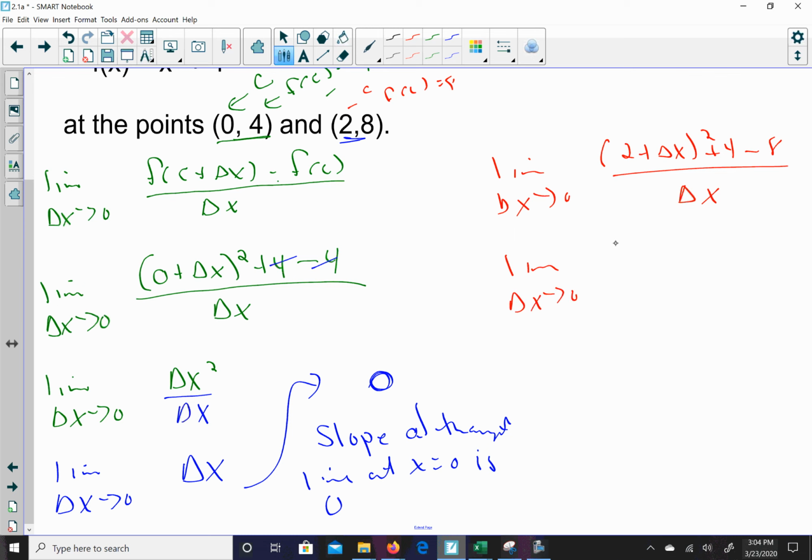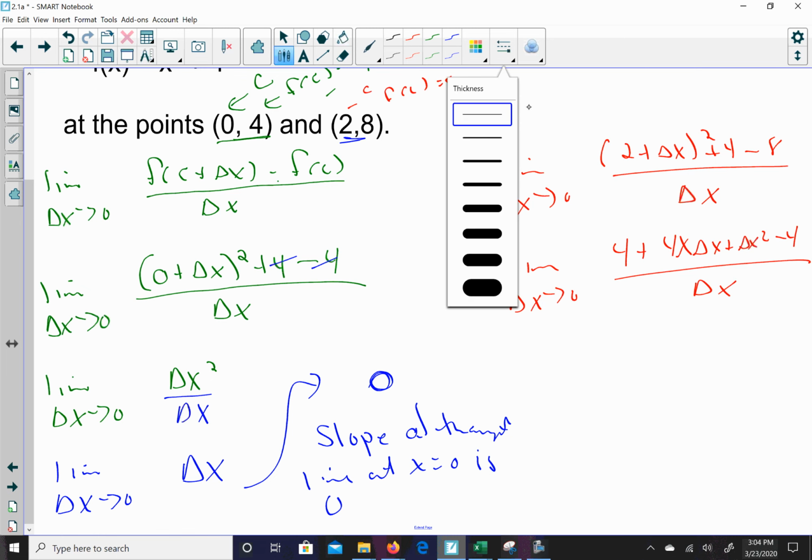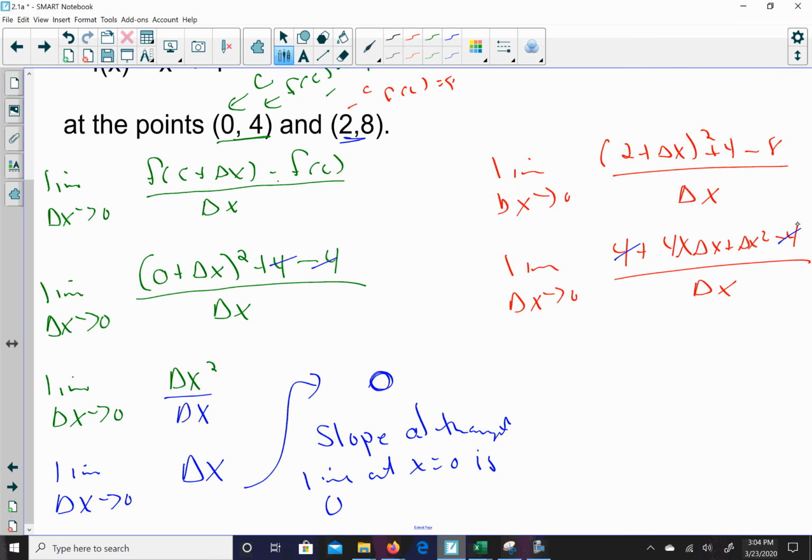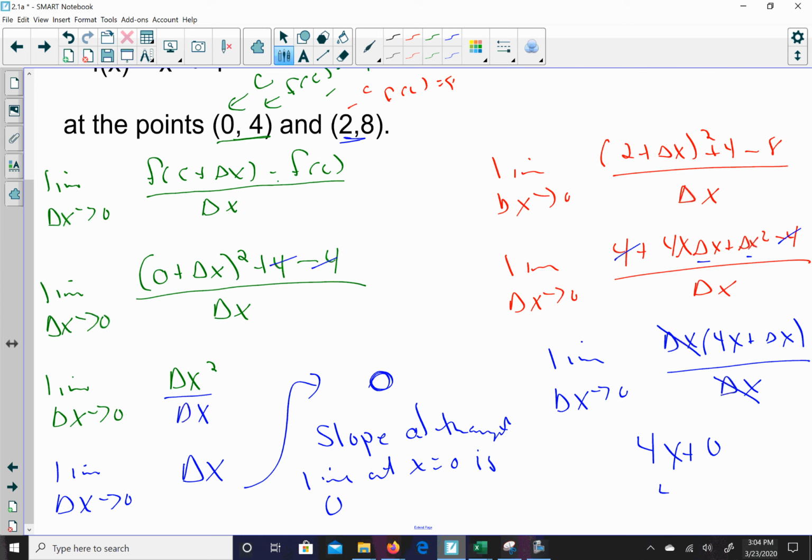When I FOIL this, it will be 4 plus 4 delta x plus delta x squared, and then minus 4, all over delta x. Then when I combine my like terms, the 4 and the negative 4 will equal 0. Everything that's left should have a delta x that factors out. If it doesn't, that becomes a special case, and we'll talk about that in a little bit. So I'm factoring out the delta x. I'm going to have 4 plus delta x, all over delta x. Now my delta x's will simplify, which means I can substitute in 0 for delta x with what's left. So I'm going to have 4 plus 0, and I'm going to be left with 4.